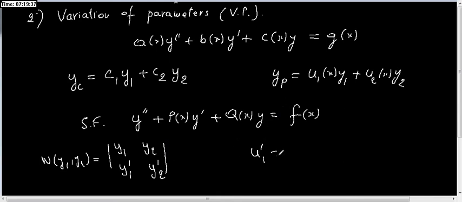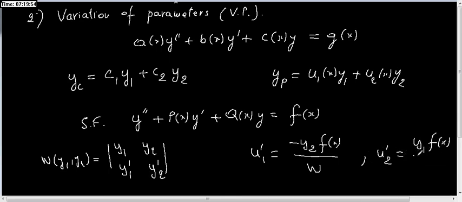u1' will be minus y2 f(x) over the Wronskian, and u2' will be y1 f(x) over the Wronskian. So this can be done for any type of function on the right side, for any g(x). Once you obtain u1' and u2', we just need to integrate to find u1 and u2, and then we have our y_p. So these are the two methods for finding y_p.